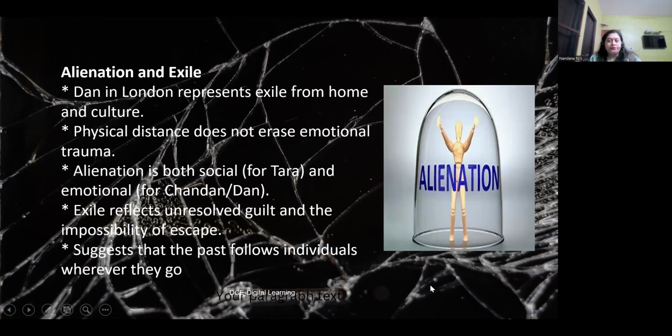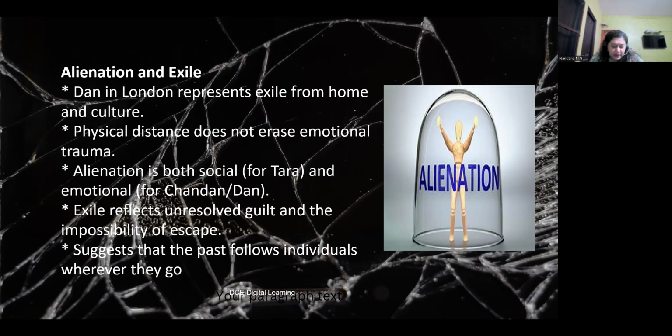Alienation and exile. Dan in London represents exile from home and culture. He can run away, he can try to escape, but he can never leave the past behind. Physical distance does not erase emotional trauma. Alienation, while alive, is both social for Tara and emotional for Chandan or Dan.